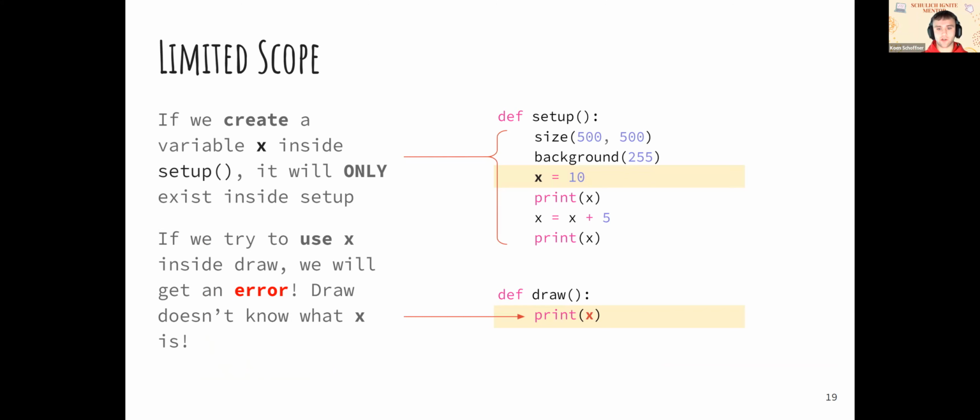We have limited scope. This is kind of what I was talking about. If we have a variable called x in setup and we set it equal to 10, and then we go into draw and say print x without defining another variable x here, this will give us an error, because according to draw, there's no such thing as x.